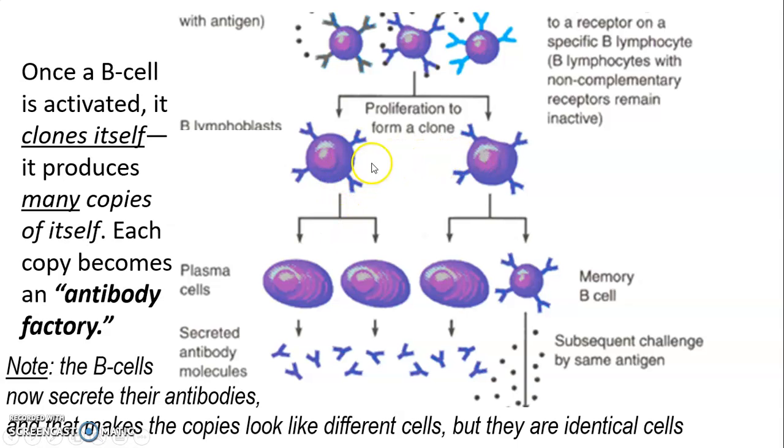Each copy makes more copies, okay? So they keep cloning themselves and cloning themselves until there are tons of identical cells to this original B cell. Now, I know these cells look different, but there's really only two reasons why they look different. Okay, you ready for this? This is important. They look different because what have they done with their antibodies?